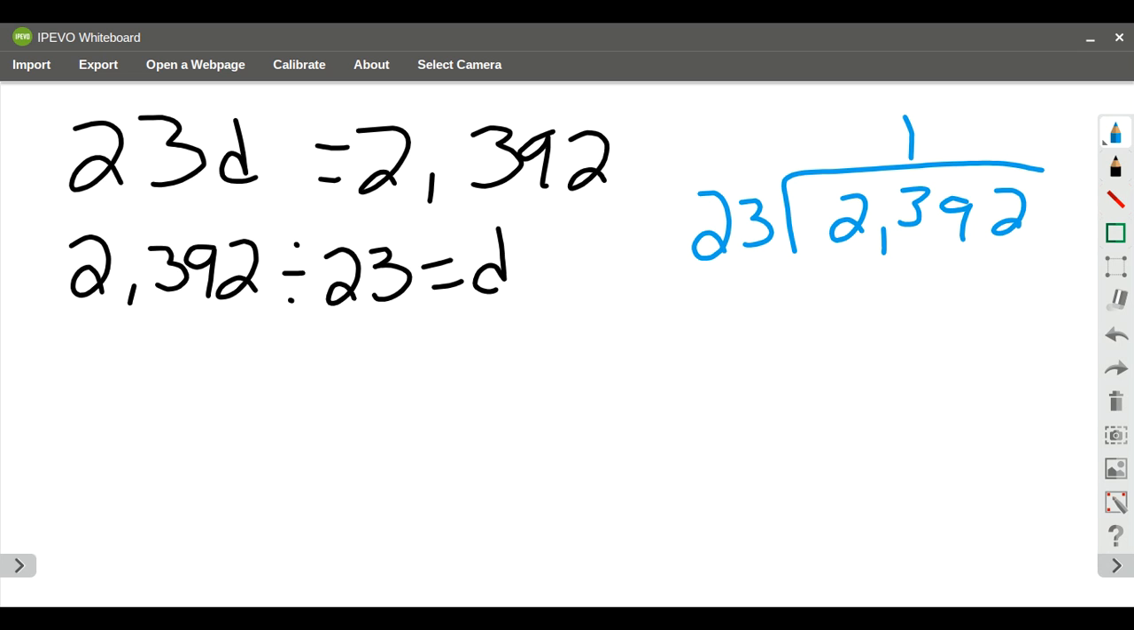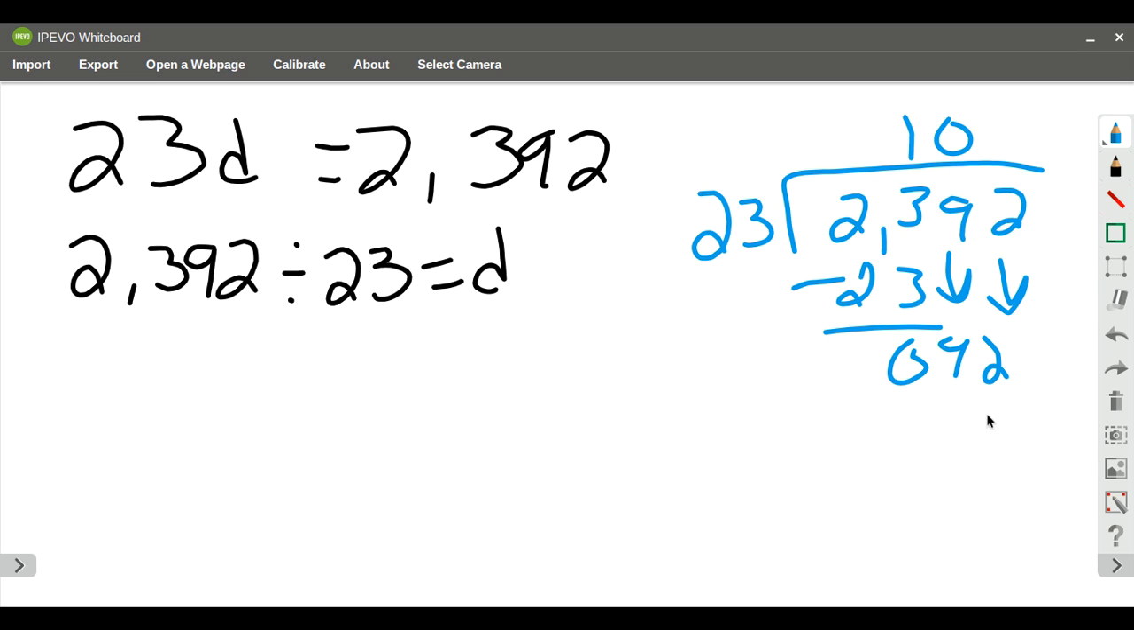23 times 1 is 23. I'm going to subtract, and then I'm left with 0. I bring down the 9. 23 goes into 9 0 times. And then I bring down the 2. And then 23 is going to go into 92. How many times? We're going to figure that out. I'm going to take a look here at the 2 and the 9.